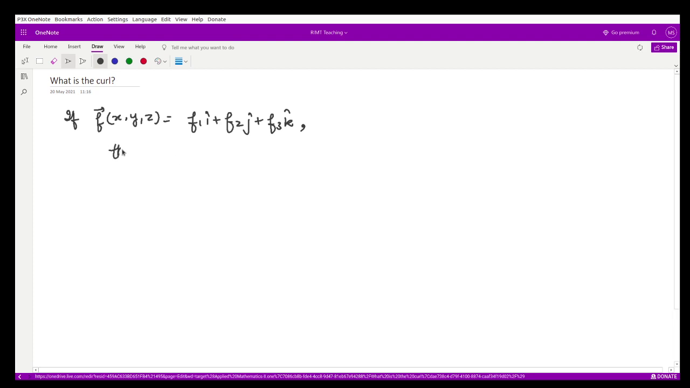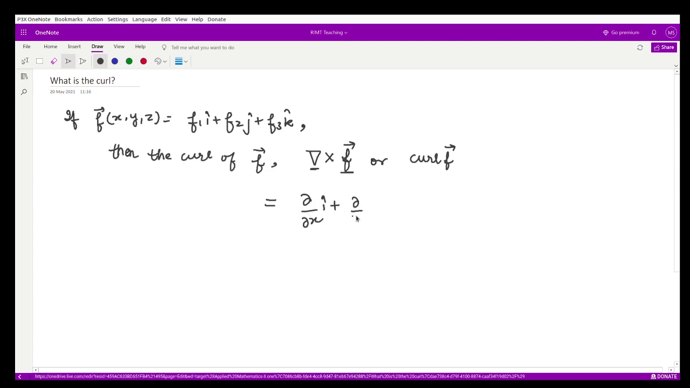Then we can define the curl of this vector f. The curl of this vector f is defined by del cross vector f. That means we have to take the cross product of the operator del with the vector f, or we can write this as curl vector f. By definition, this quantity is equal to the cross product of del by del x i cap plus del by del y j cap plus del by del z k cap with f1 i cap plus f2 j cap plus f3 k cap.